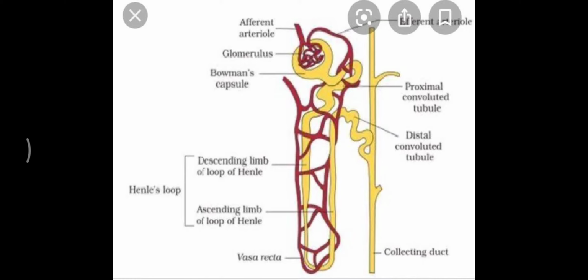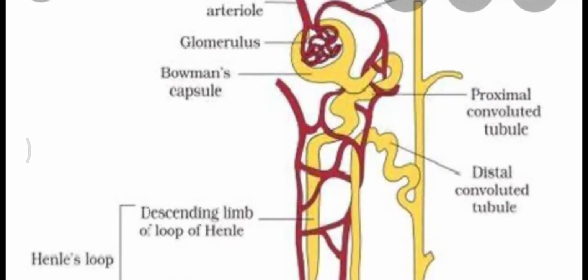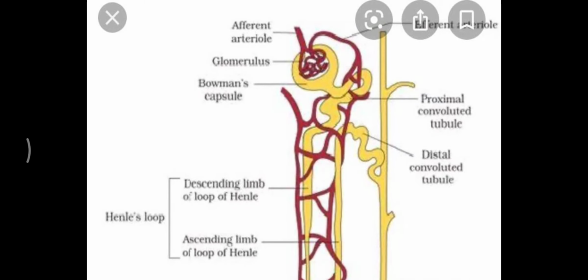Now, each nephron consists of Bowman's capsule. You can see a cup-like structure here, and this cup-like structure, which is yellow in color, is Bowman's capsule, and glomerulus. Glomerulus is a tuft of capillaries that is present in the Bowman's capsule cavity. Now, Bowman's capsule is a double wall structure. It has an outer wall and an inner wall.